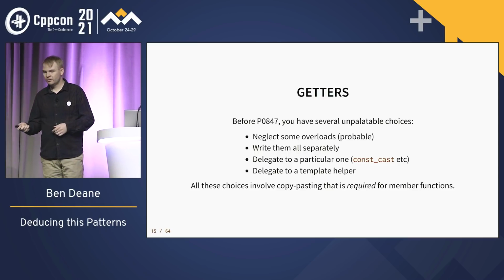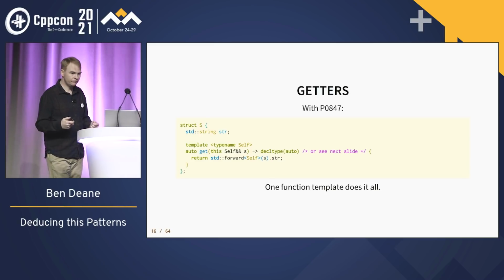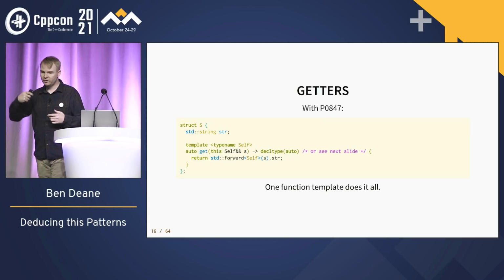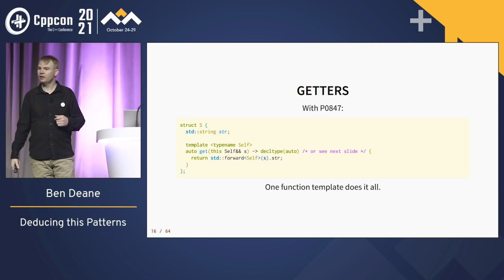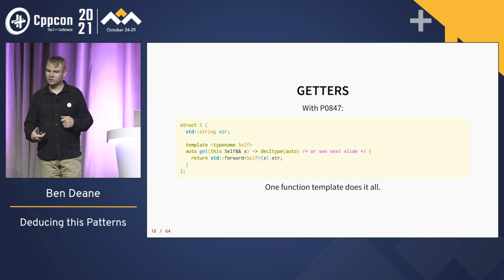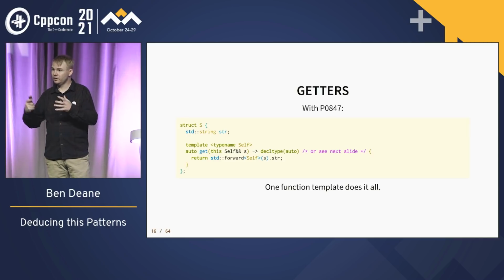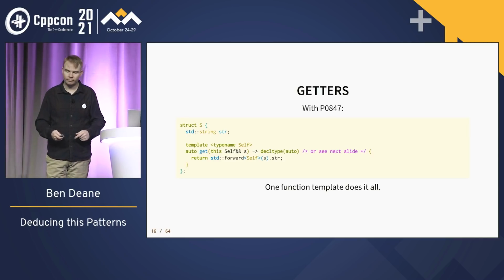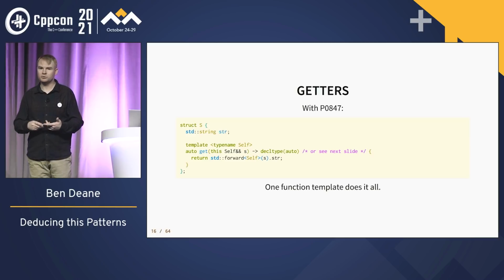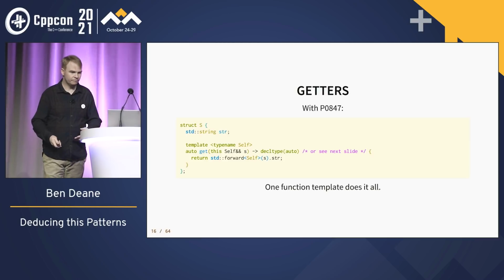With the deduplication of this feature, now one function template will do it all. This is a very simple example of a getter. We've got the this marker in front of the regular forwarding reference of the object parameter. And we're going to use perfect forwarding and get the member variable out of it. And this does it all. The compiler synthesizes whatever of this that you use: const qualified, lvalue, rvalue, volatile if necessary, etc.